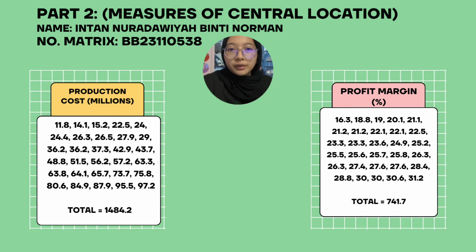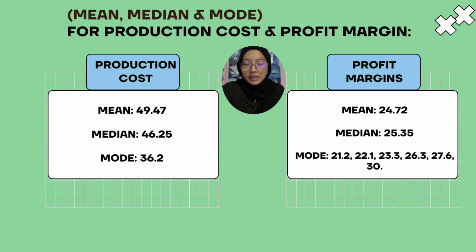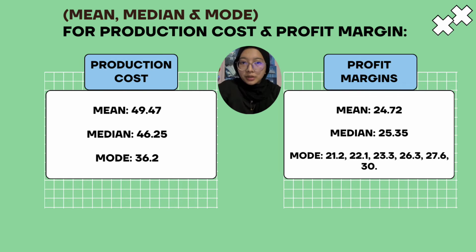The total for production cost is 1,484.2. And the total for profit margin is 741.7. Next is how to find the mean, median, and mode. Mean is calculated by summing all the values in the dataset and dividing by the number of values. Next is median. Median is the middle value from the dataset that is ordered from the lowest to the greatest. The last one is mode. Mode is the data that frequently appears in the dataset.